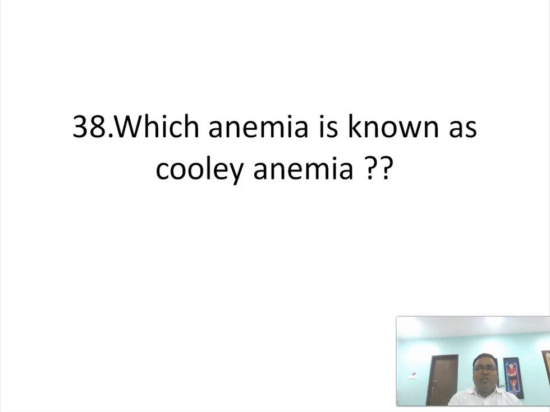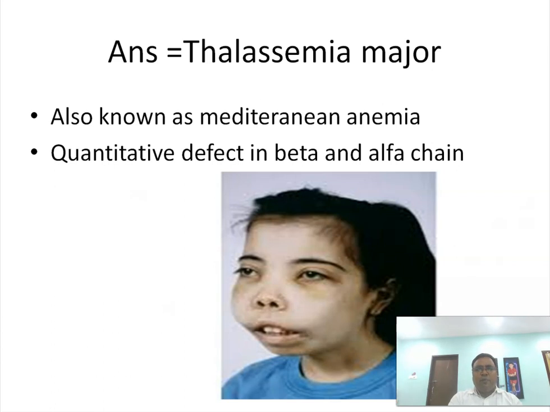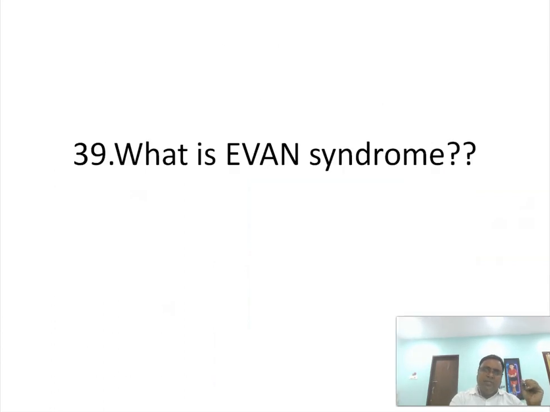Next, which anemia is known as Cooley anemia? Cooley's anemia is thalassemia major. This is also known as Mediterranean anemia. This is a quantitative defect in beta or alpha chain. Qualitative defect is sickle cell, where at the 6th position the amino acid valine replaces glutamic acid. But this is the quantitative defect: either the beta chain is defective or the alpha chain is defective. We can see the typical chipmunk facies, the typical depressed nasal bridge, and the pallor. This is malocclusion of teeth. This is the classical chipmunk facies that we will get in a case of thalassemia major.